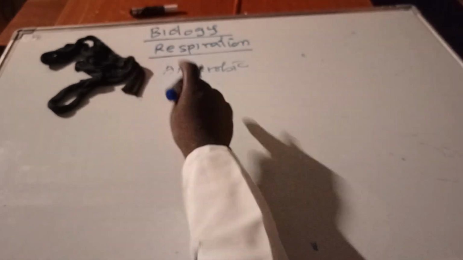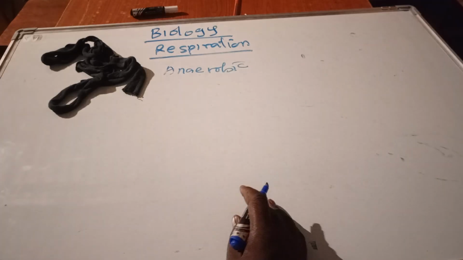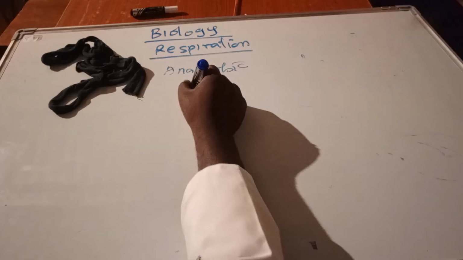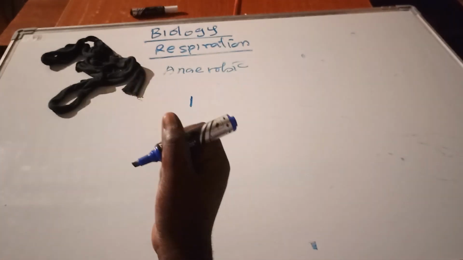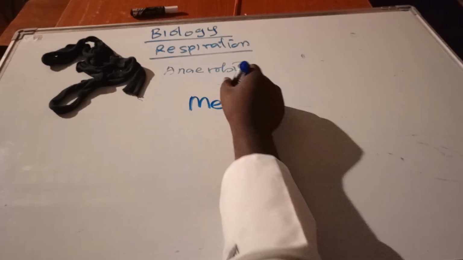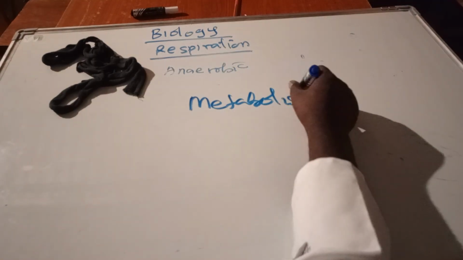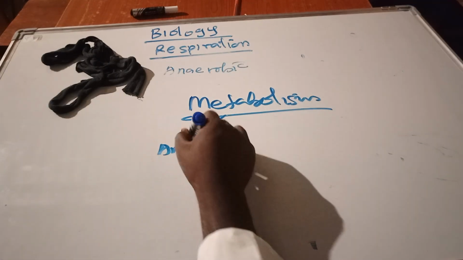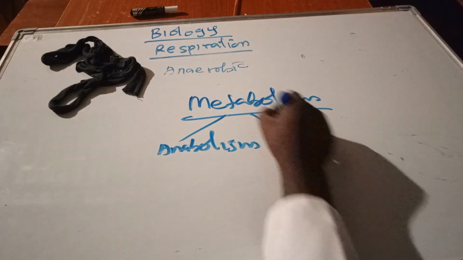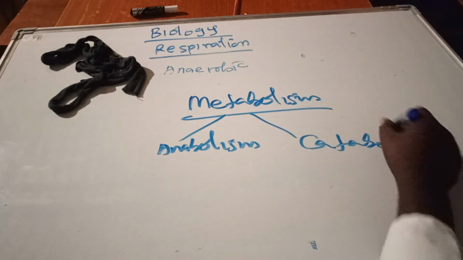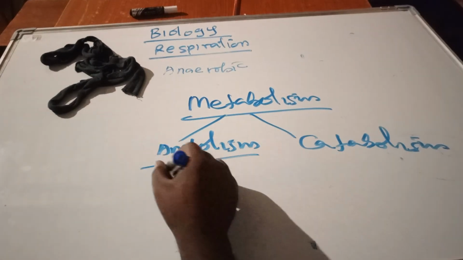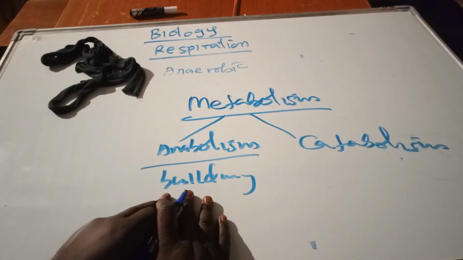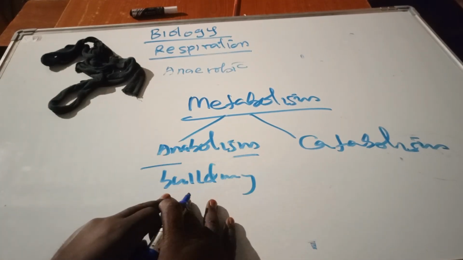Since I've mentioned the metabolic reactions that take place in the cell of a living organism, we have two types of metabolism. In fact, the chemical reactions that take place inside the body of an organism are called metabolism. And the two types of metabolism we have are anabolism and catabolism. Anabolism means building up. An example of this is photosynthesis.